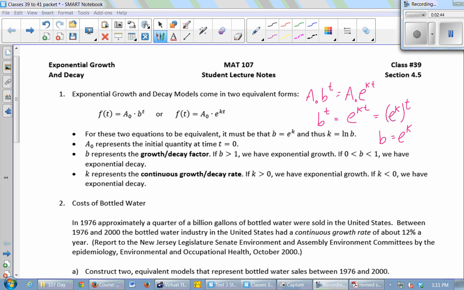That would be impossible. They always go together, because these two are equivalent. So if B is between 0 and 1, K would have to come out negative. And if B is bigger than 1, K has to come out positive. I think when we do an example, this will make more sense.